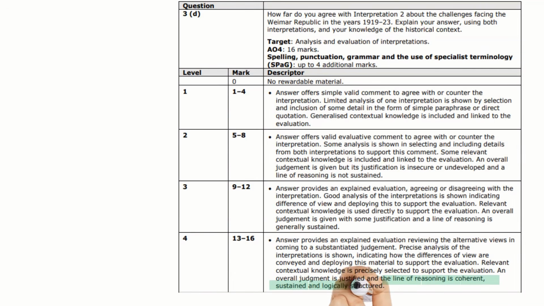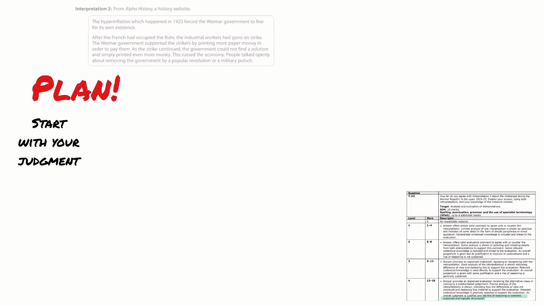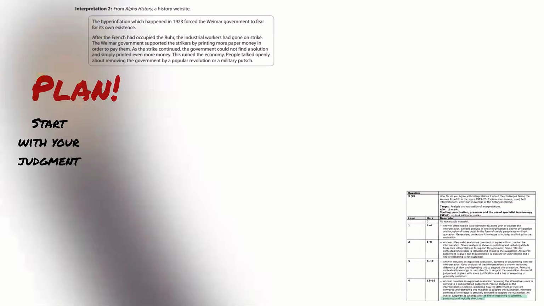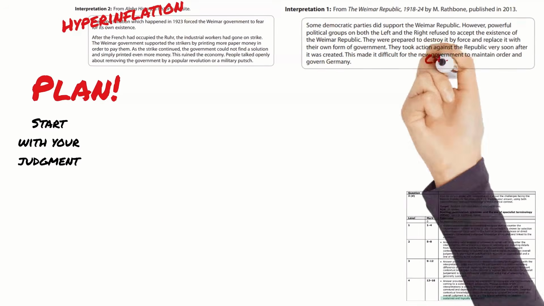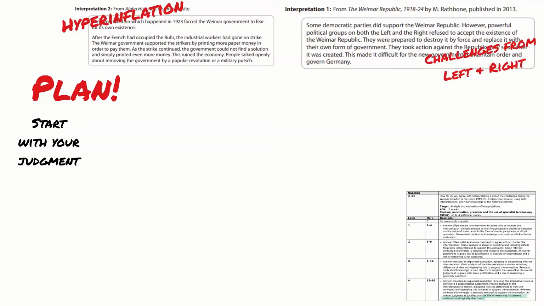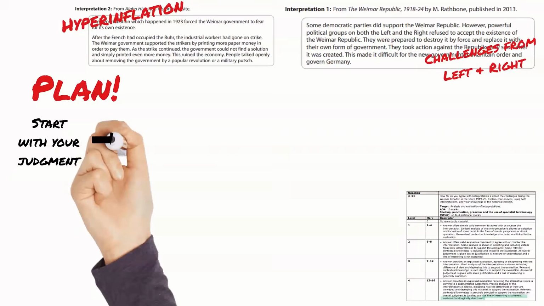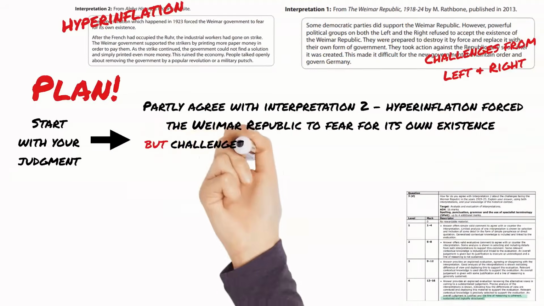Just like the other big mark questions, I strongly recommend you take a minute or two to plan your answer before beginning. So just like the 16 marks from paper 2, I'm going to write my judgment out before I even start. This is so I can ensure my answer is logically structured and that my line of reasoning is the same throughout, because I have it there to refer to. As I've already spent some time analysing these interpretations in question 3B, I know that interpretation 2 is focused on hyperinflation and interpretation 1 is focused on the challenges from the left and right. I personally think they're both right to some extent. I think it is the combination of all the challenges that was the real threat to the Weimar Republic, so I'm just going to jot that down there to remind me.